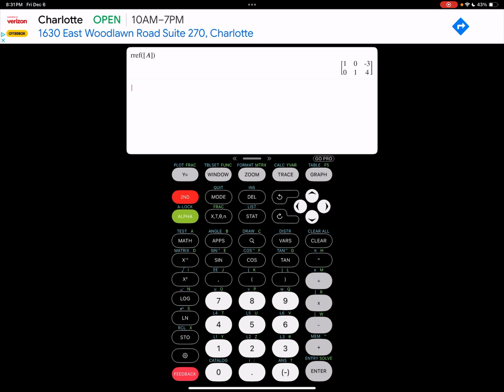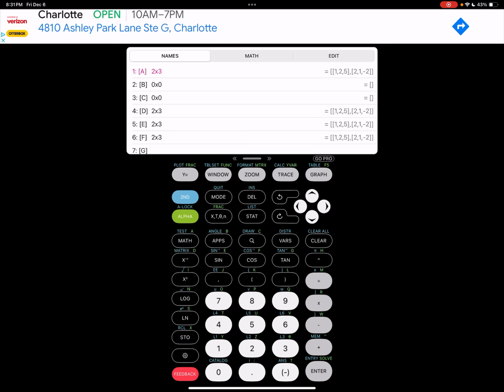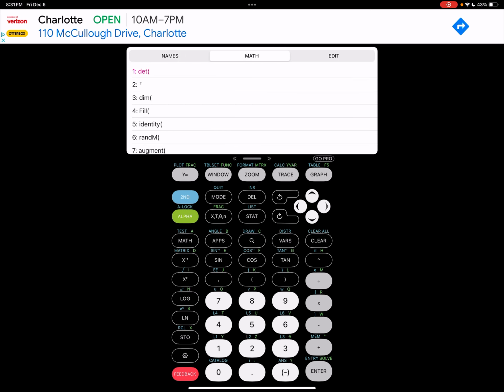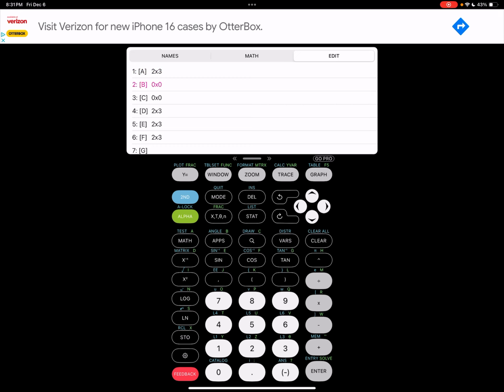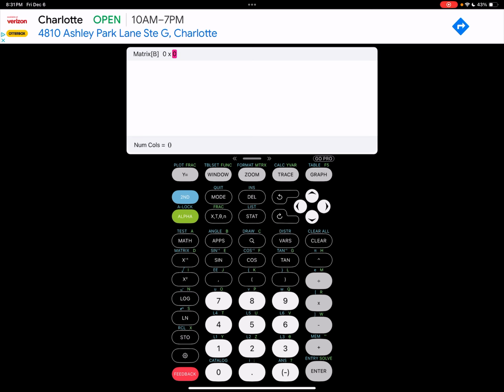I hit second, inverse, which will give me matrix. To put something in, to create a matrix, I got to go to edit. So I'm going to go get my right arrow key, go to edit. I am now going to call this B. I want my new matrix B. You can use A over and over again if that's your choice, but I'm going to call it B now. And the very first thing I got to do is put the size in. And it's a 2 by 3.